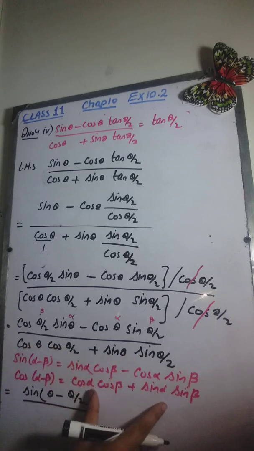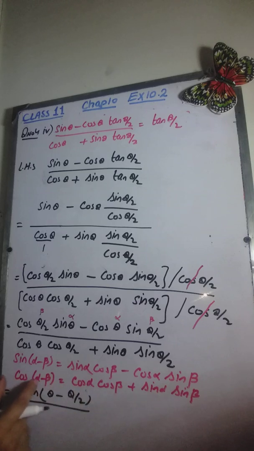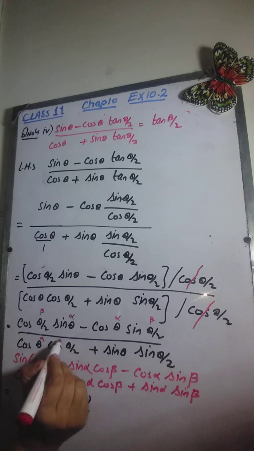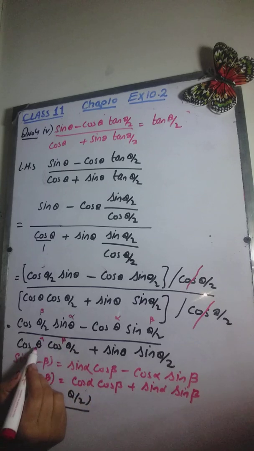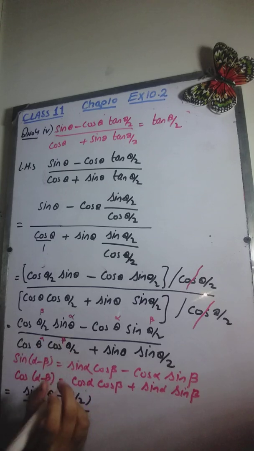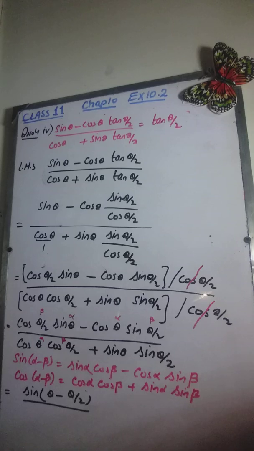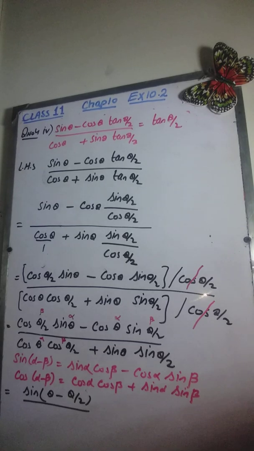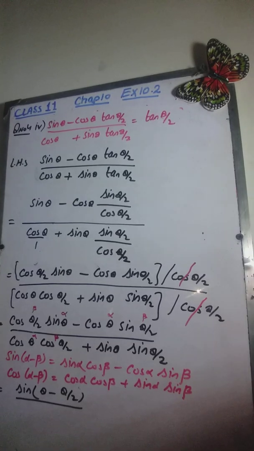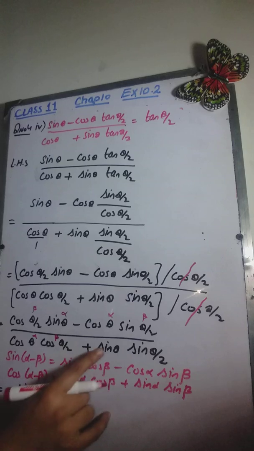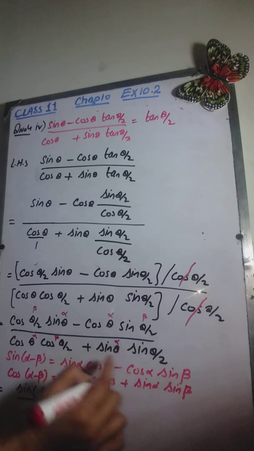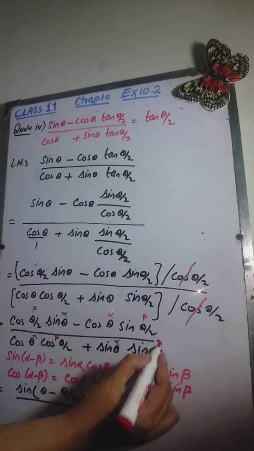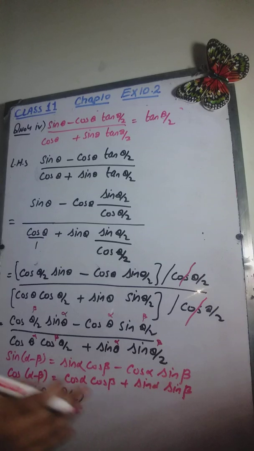It means that this expression, according to this identity, should be equal to cos of alpha minus beta. In place of alpha we have used theta, and in place of beta we have used theta by 2. Similarly, if I replace theta by alpha and theta by 2 by beta, we are going to get the same expression as this.